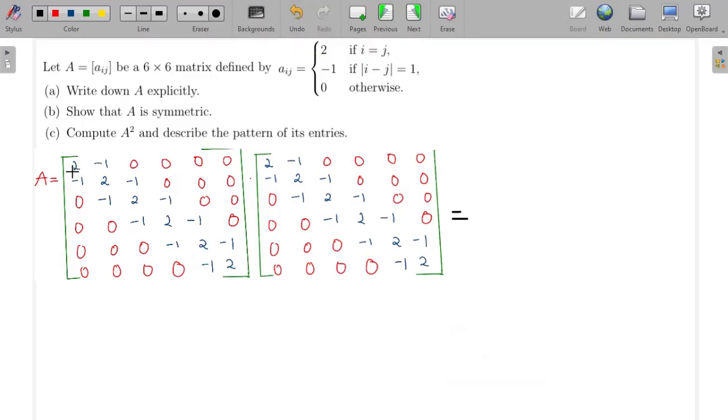Okay, so let's start. So this is the first row. So it should multiply first column, second column, third column, fourth column, fifth column, sixth column. Okay, so 2 multiplied by 2, I'll get 2. Okay, and then minus 1 multiplied by minus 1, I'll get positive 1. So that will be plus 1. Okay, 0 multiplied by 0, 0, and the rest are all 0.